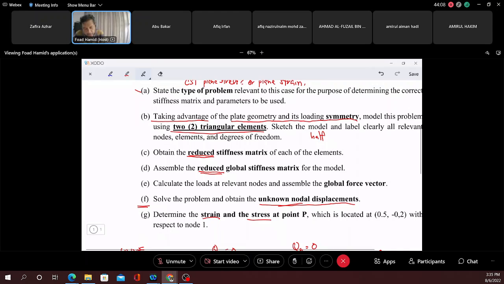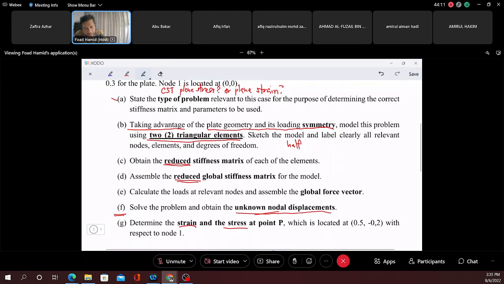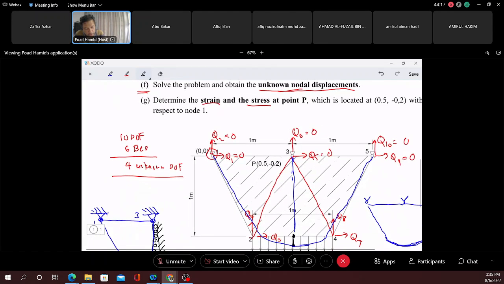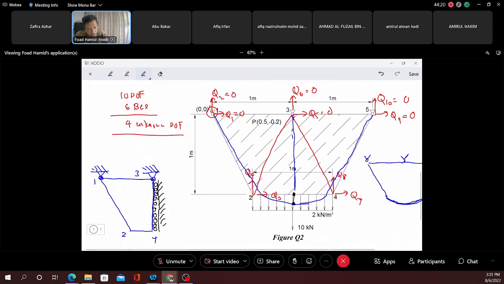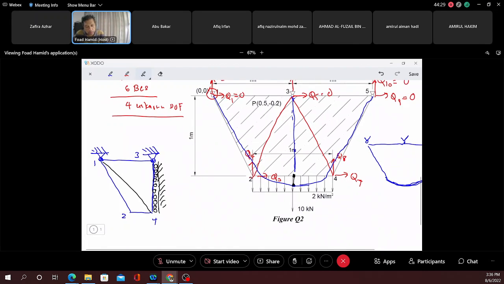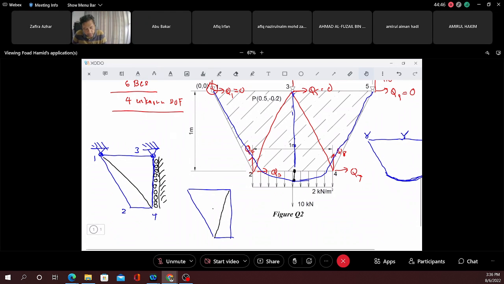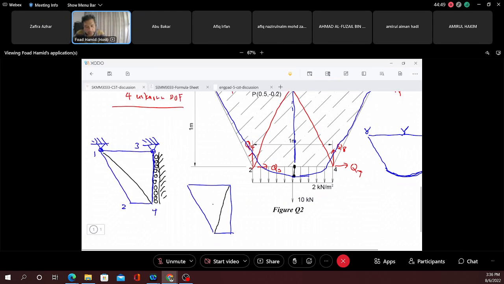model this problem using two triangular elements. So how do we divide this into two triangular elements? Can we use it this way? These are two triangular elements, right? 1 and 2. Or should we use it this way? This is 1, this is 2. So which one do you think is a better model here?